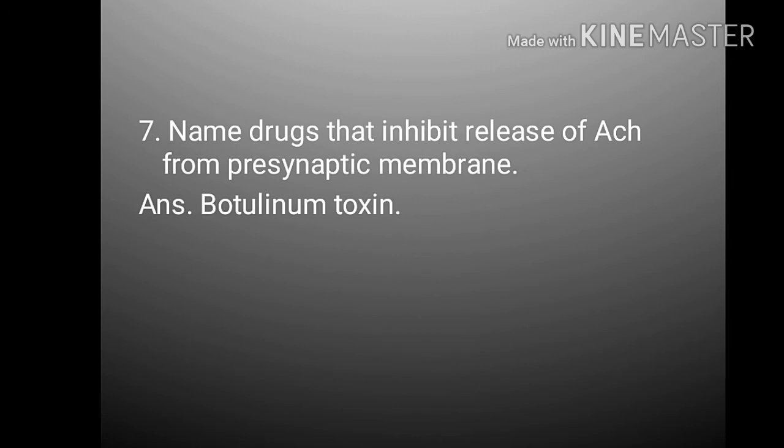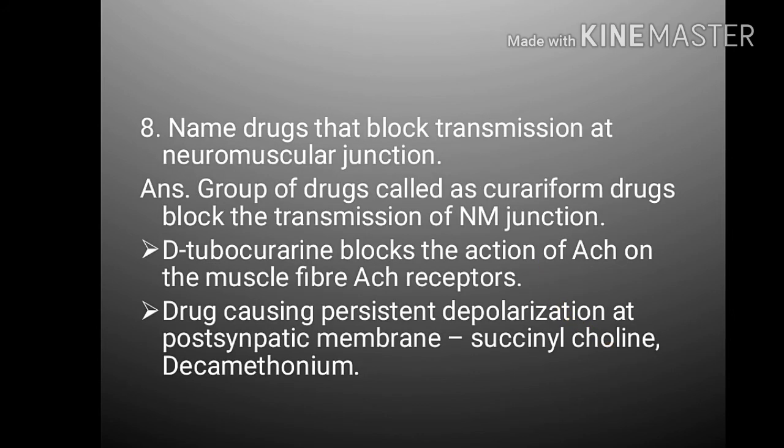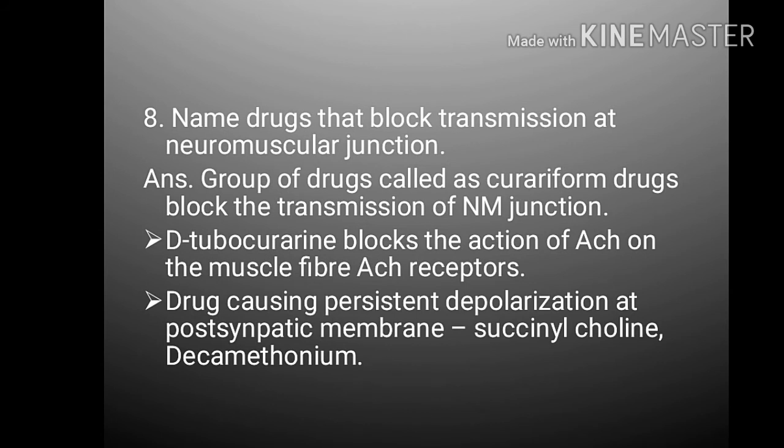Name drugs that inhibit release of acetylcholine from the presynaptic membrane. Botulinum toxin. Name drugs that block transmission at the neuromuscular junction. A group of drugs called curariform drugs block the transmission at the neuromuscular junction. D-tubocurarine blocks the action of acetylcholine on the muscle fiber acetylcholine receptors. Drugs causing persistent depolarization at the postsynaptic membrane: succinylcholine, decamethonium.